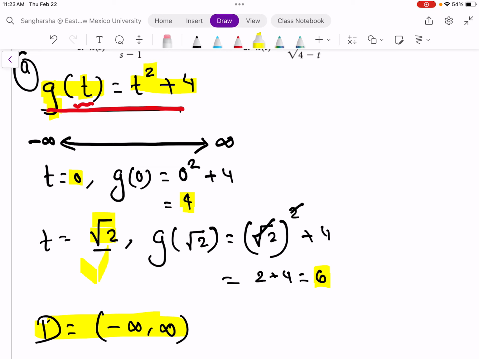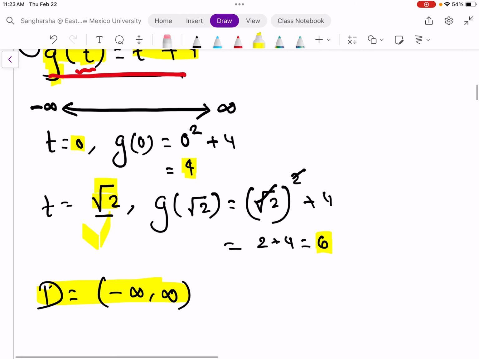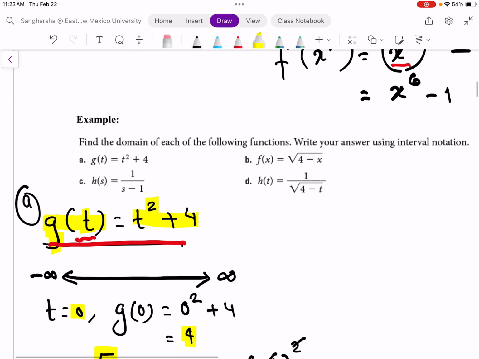Do you have any question with this number A? You are only asked to find the domain, so we don't need to worry about the range. Now let's go to number B.